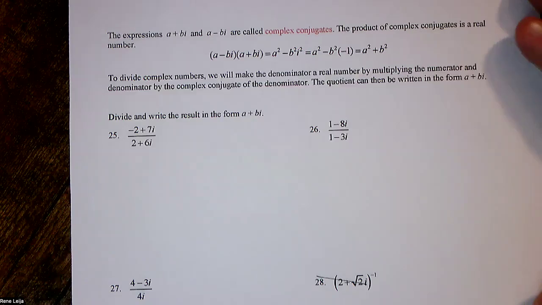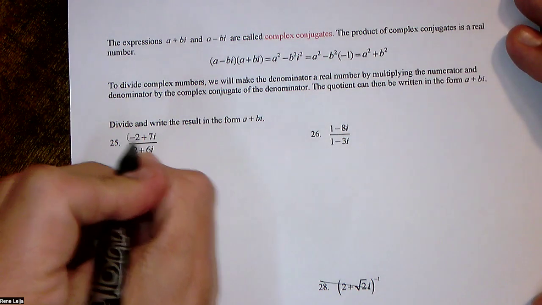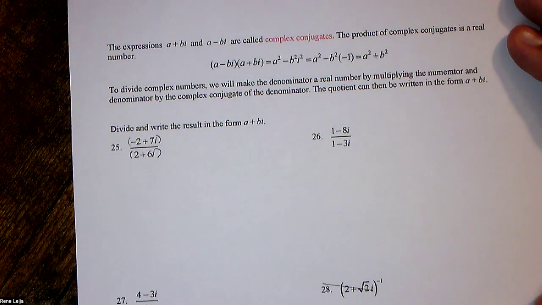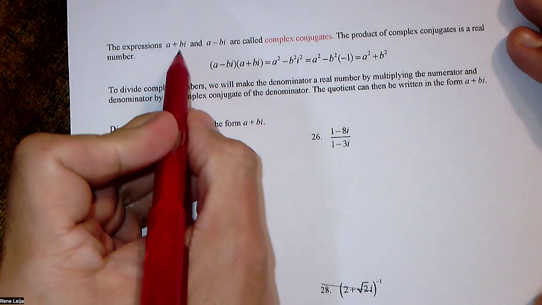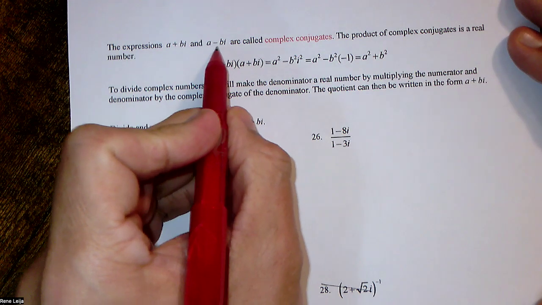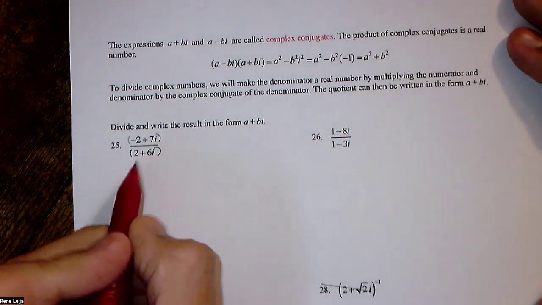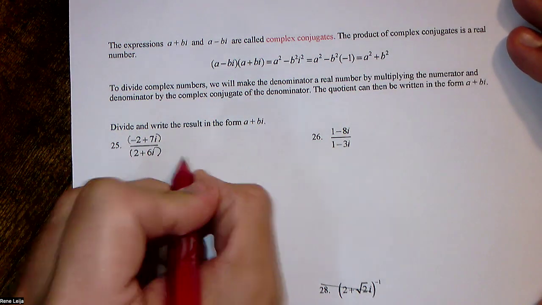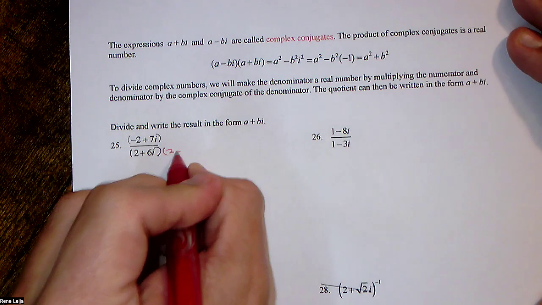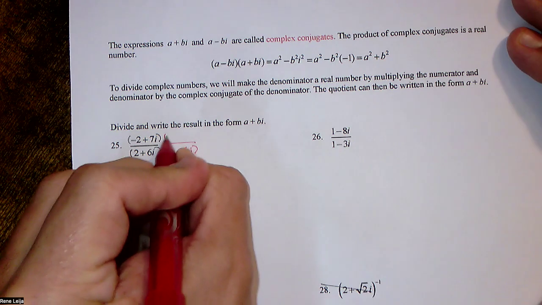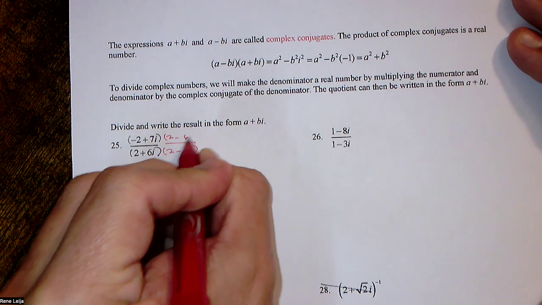All right, so 25. Since we have binomials, I'm going to put both of those in parentheses. Now I want the conjugate. The conjugate of a plus bi is a minus bi, and the conjugate of a minus bi is a plus bi. So its conjugate would be 2 minus 6i. And whatever I do to the bottom, I have to do to the top.